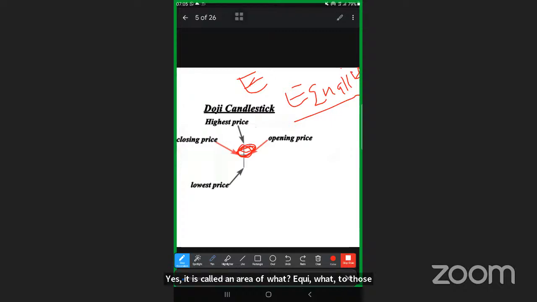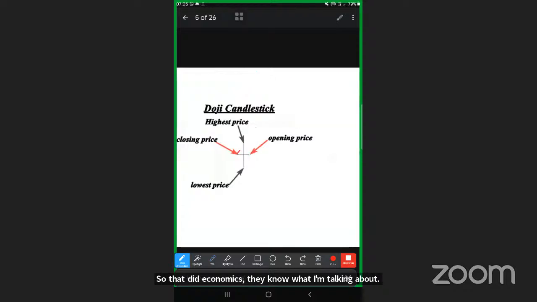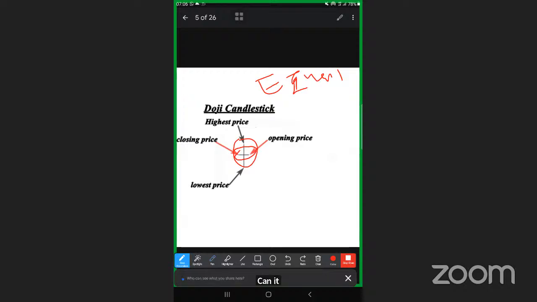So we are saying here, when you see the opening price and the closing price meeting at the same place, it means that there is equality. If there is equality, what else is there? Can it tell which direction the market is going? No, it's not going to tell.